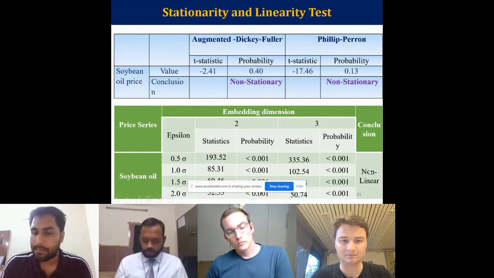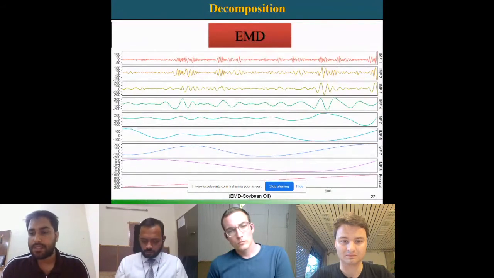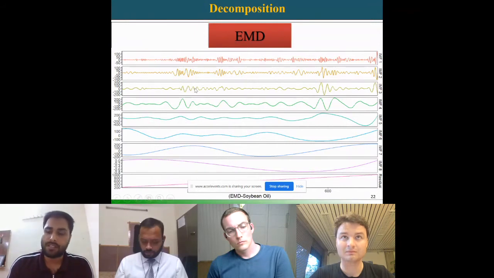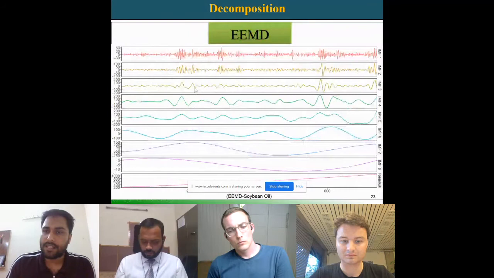After this prerequisite test, we apply the EMD method, and it decomposes the series into 8 IMFs and 1 residual. So our original series is decomposed into all these IMFs and the residual. If we sum all these IMFs and the residual, we get very near to our original series. Again, if you use ensemble empirical mode decomposition, it also shows 8 IMFs and a residual.